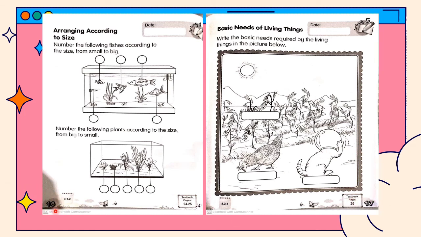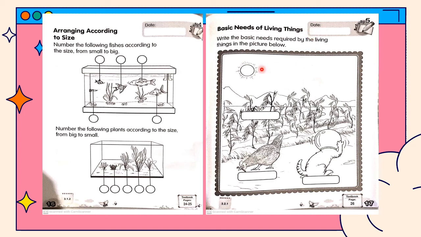Okay, untuk muka surat 16, for page 16, you have to arrange according to size. Number the following fishes according to size from small to big. Awak kena nomborkan ikan tersebut dari kecil hingga besar. And then the second one, you have to number the following plants according to size from big to small. Nomborkan dari 1 hingga nombor 5 untuk tumbuhan dari besar ke kecil. Very easy, isn't it? So now let's take a look at page 17.